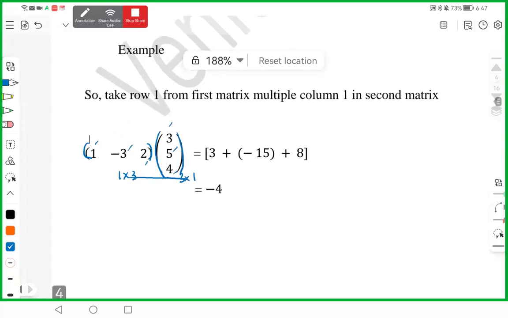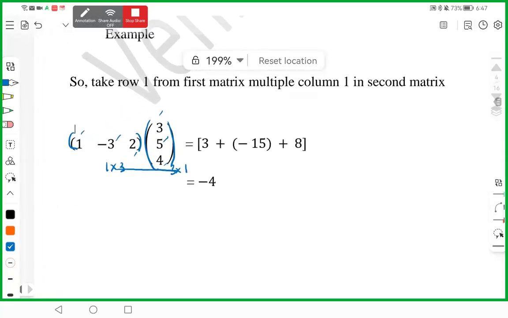Okay. Now, who can tell me what is the error here? There's an error here. Who can spot the mistake?